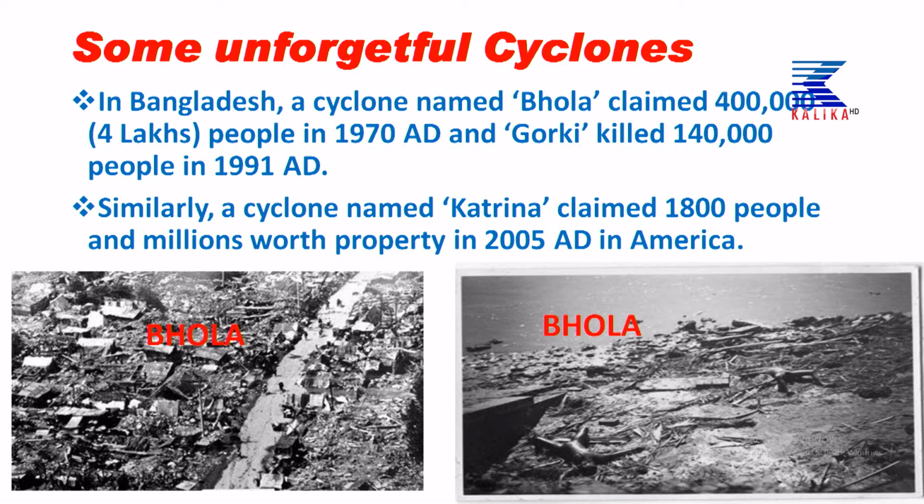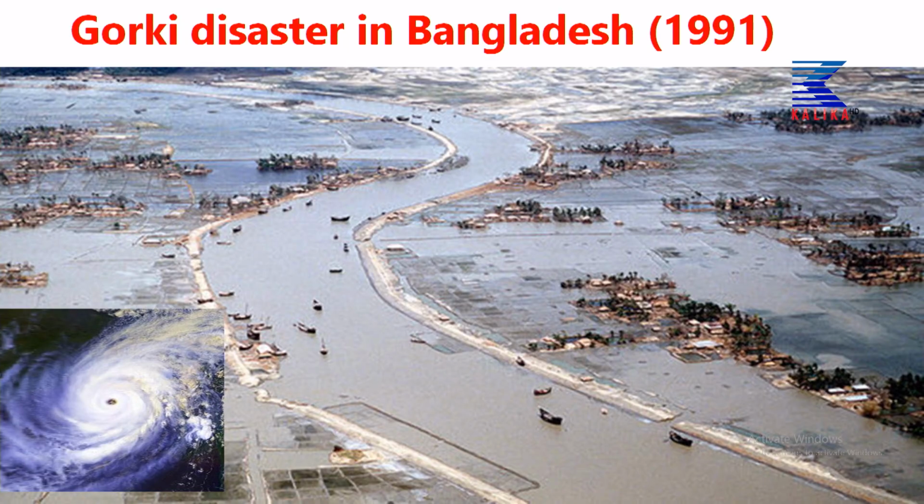The picture at the bottom is from Bangladesh, the destruction made by Bhola. Have a look, the picture is black and white because I think there wasn't development of color or digital cameras yet. The picture at the right hand side shows massive debris, including human dead bodies, that is devastating. That was the Bhola that killed 4 lakh, 400,000 people.